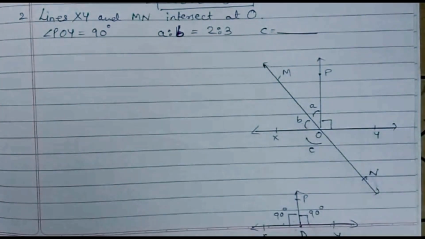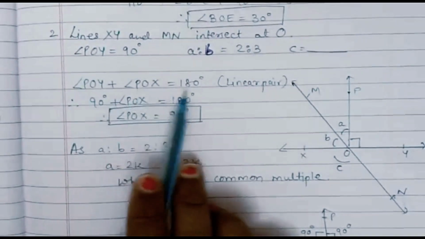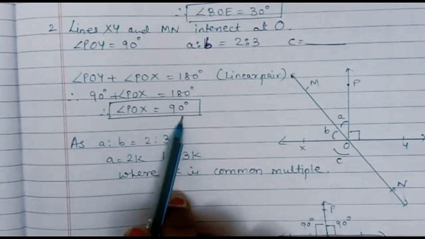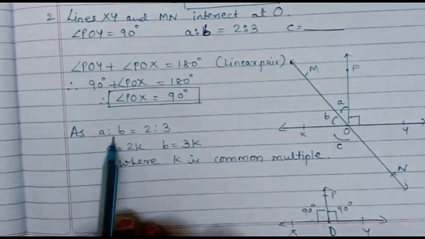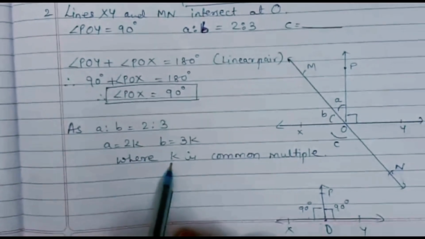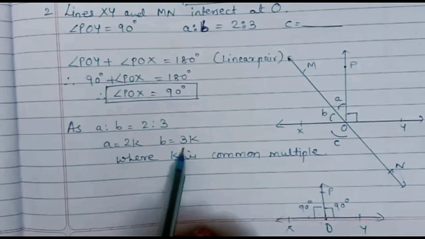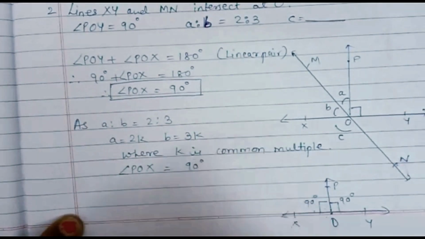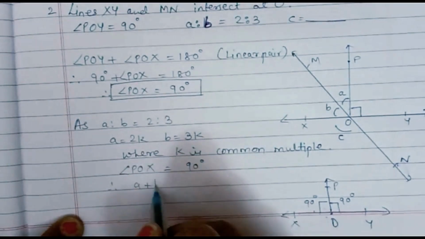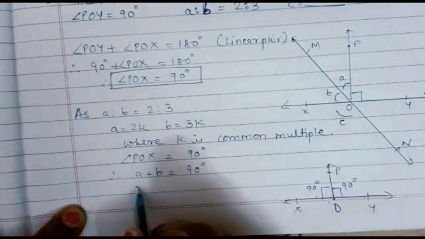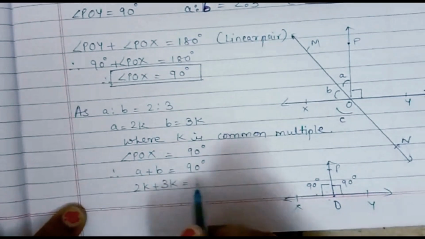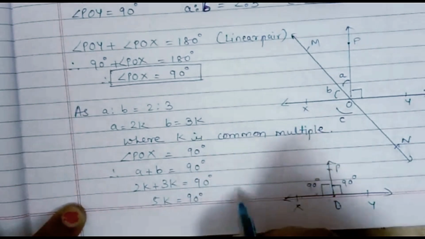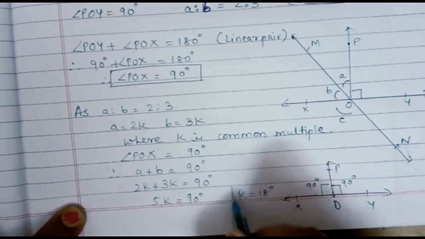So let me write up to that. Same thing I have written. First of all, two angles are forming a linear pair, so the total is 180. One of them is 90, so we got POX is 90. Now A is to B is 2 is to 3, so taking common multiple k, we will get A as 2k and B as 3k. Also angle POX, which we are getting as 90, can be written as A plus B is equal to 90. And so 2k plus 3k is 90. So 5k is equal to 90 degrees, and hence we got the value of k as 18 degrees.